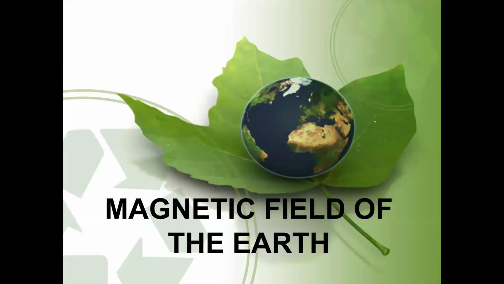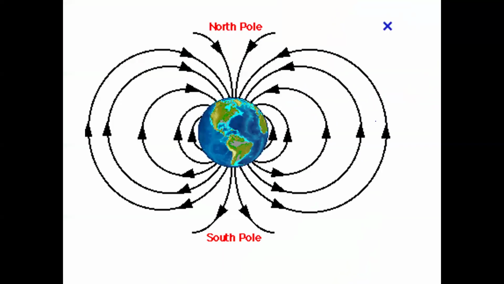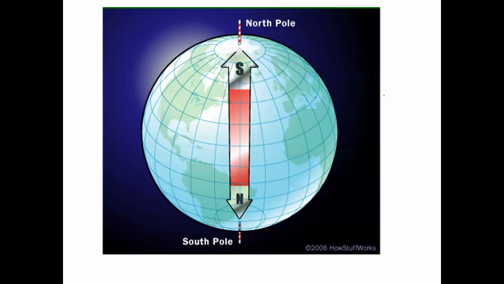So give the heading magnetic field of the Earth, and write down the first concept. After giving the heading, right under it: Earth produces a weak magnetic field. Next line: a magnetic compass can detect this field.